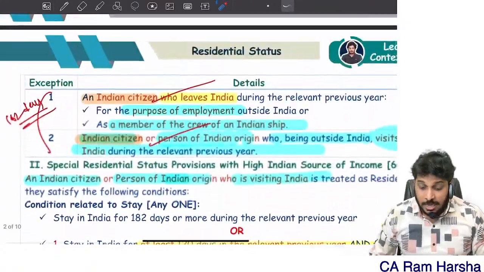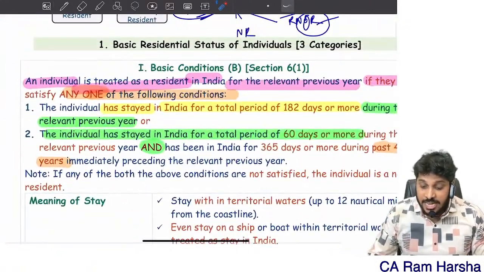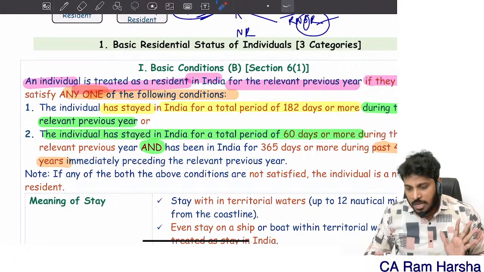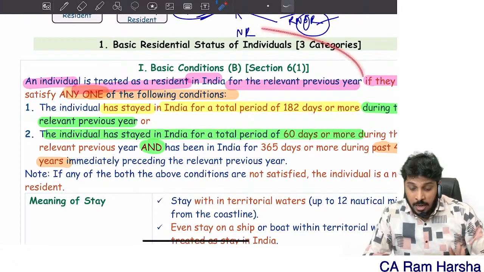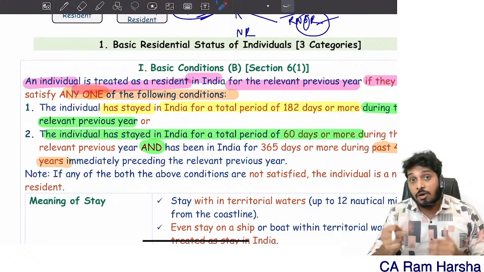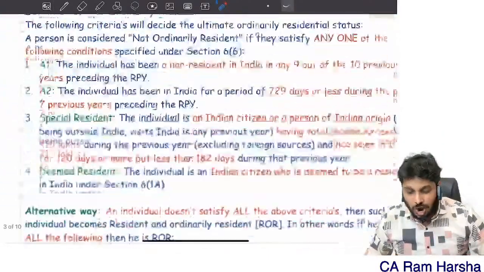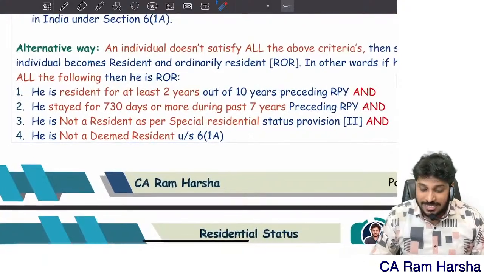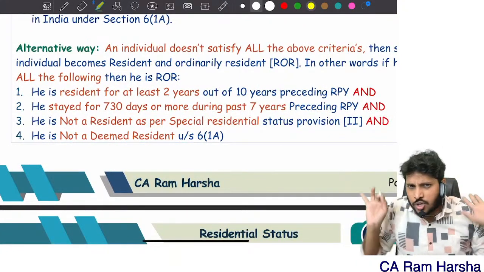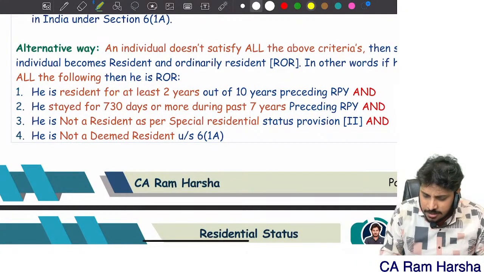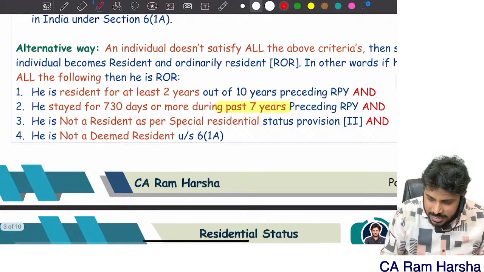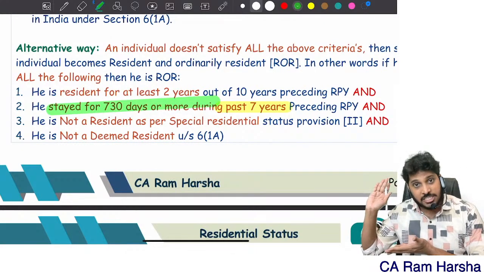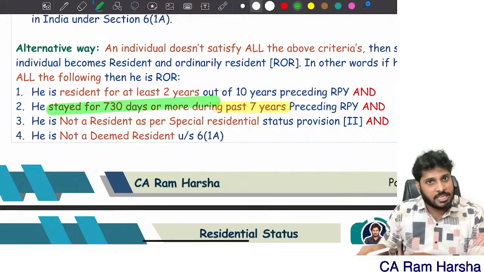Suppose, sir, he is a resident because of 182 days logic or 60 days logic. For example, 60 days is applicable to him, sir. Because of that, he became a resident. Now, what about him? Now check ordinarily residential status. What is ordinarily? Look at the past. Sir, in the past 7 years, is he in India for 730 days or more? Yes. In the past 7 years, 730 days or more, he is in India.